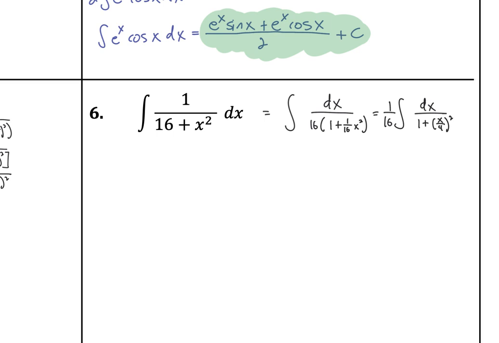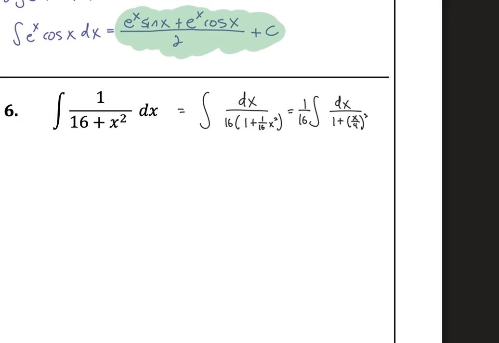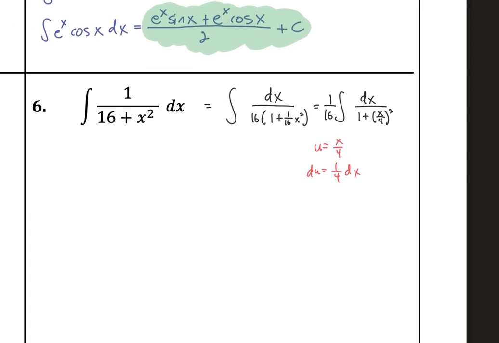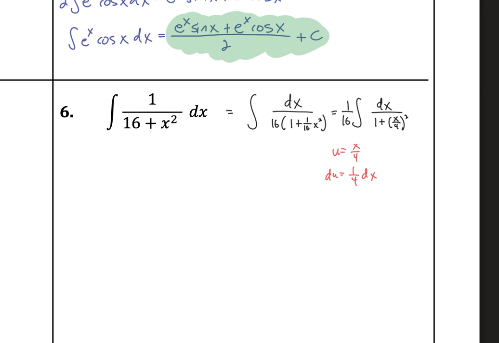Okay, and then now we can do a different thing. You know, we could do u sub now. Make u equal to x over 4. So du will be 1/4 dx. Okay, and then when we substitute, we get 1/16 integral. So the dx, and this will really be 4 du equals dx. So that dx will become 4 du.